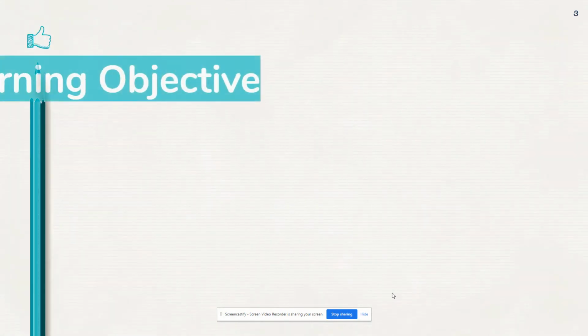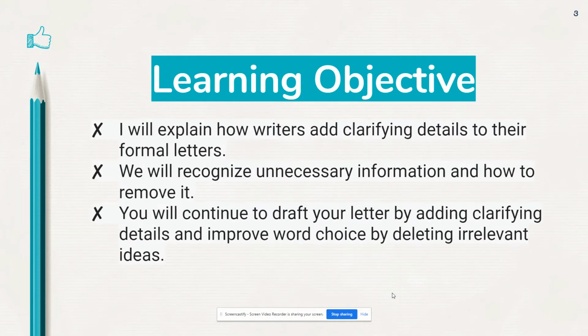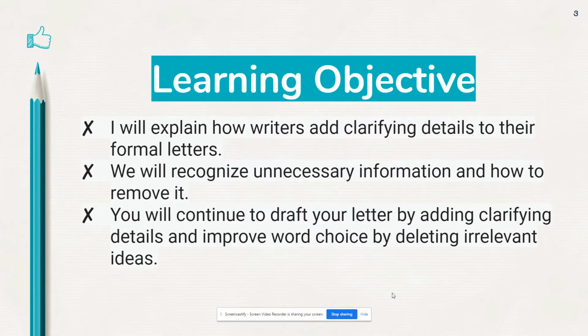Our objectives for today are: I will explain how writers add clarifying details to their formal letters. We will recognize unnecessary information and how to remove it. Then you will continue to draft your letter by adding clarifying details and improving word choice by deleting irrelevant ideas.